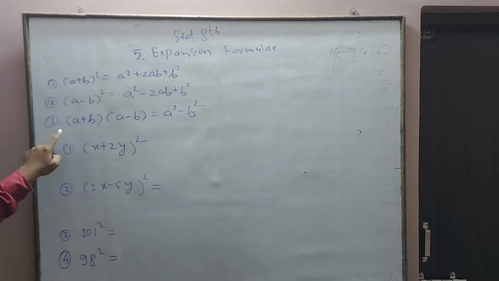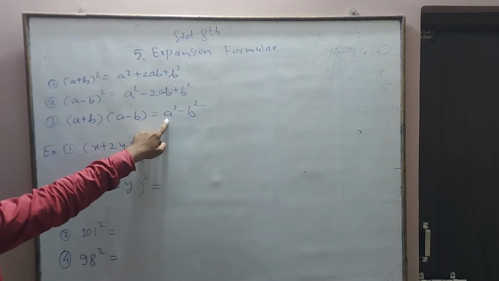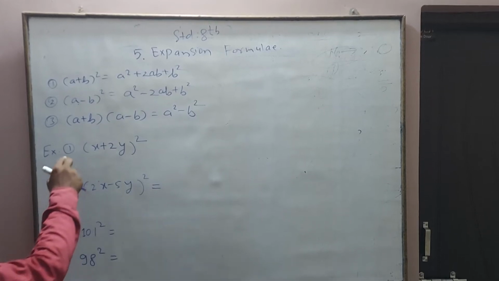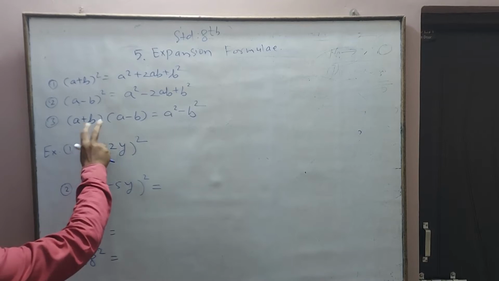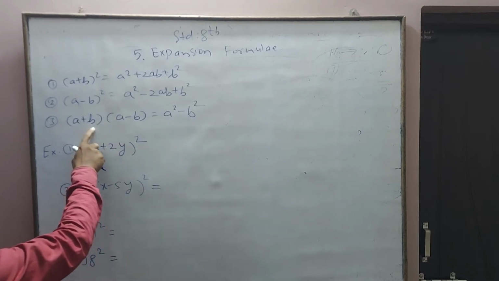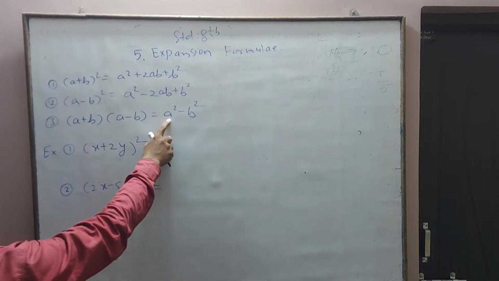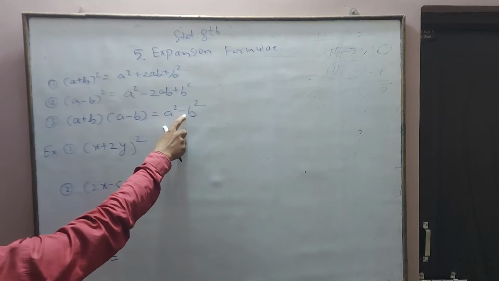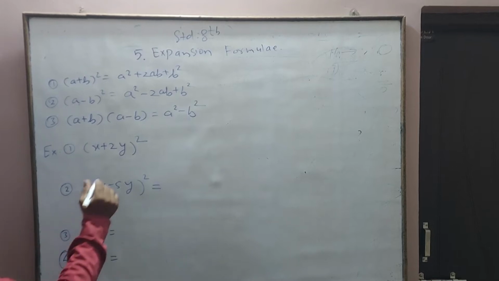Now third is (a plus b) into (a minus b), that is equal to a square minus b square. So if there is addition of two numbers in one bracket and subtraction of these same numbers in another bracket, then we get a square minus b square, means square of the first term minus square of the second term. Now we see some examples.